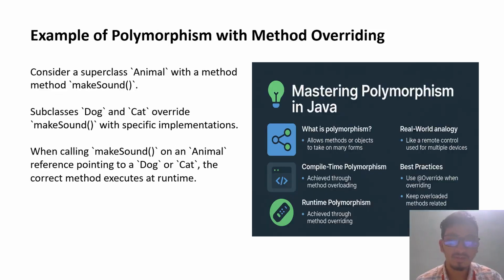Example of polymorphism with method overriding. Consider a superclass Animal with a method makeSound. Subclasses Dog and Cat override makeSound with specific implementations. When calling makeSound on an Animal reference pointing to a Dog or Cat, the correct method executes at runtime.